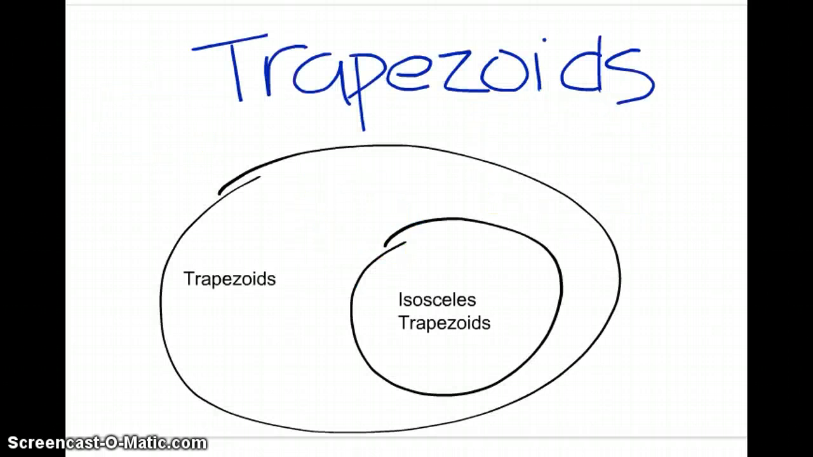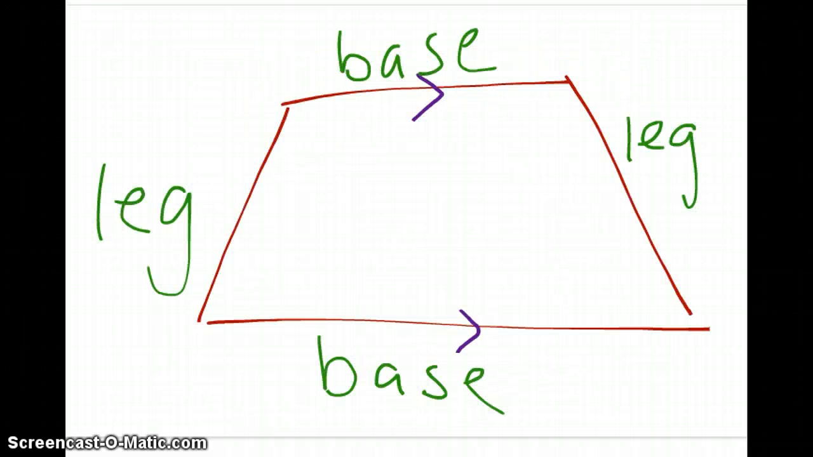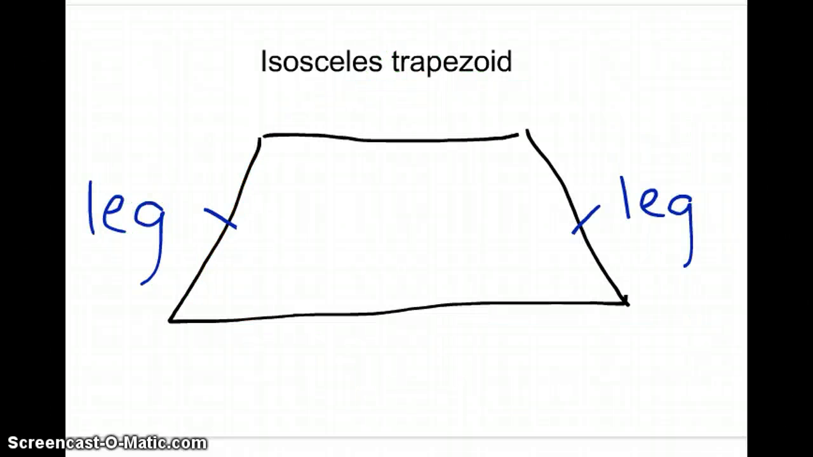Another type of quadrilateral is a trapezoid. A trapezoid is a quadrilateral with exactly one pair of parallel sides. The parallel sides are the bases. The legs of an isosceles trapezoid are congruent.